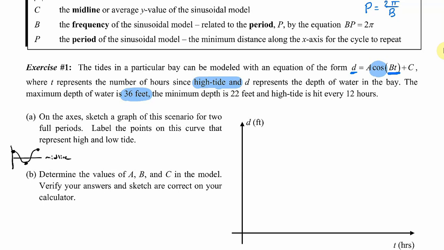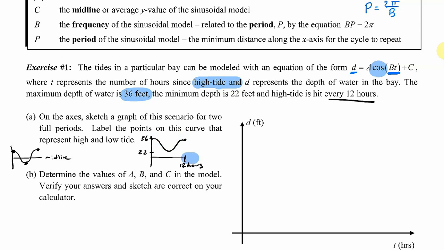If I'm going to do a little rough sketch first, basically they're telling us that it's starting at high tide at 36 feet. So it's going to come down and hit a minimum depth of 22 feet. So our graph is going to have this kind of shape: it starts up at 36, comes down to 22, and goes back up to 36. The minimum depth is 22 feet. High tide is hit every 12 hours. That is giving us the period. It takes 12 hours to complete a single cycle of this cosine curve. And so that's basically what our graph is going to look like.